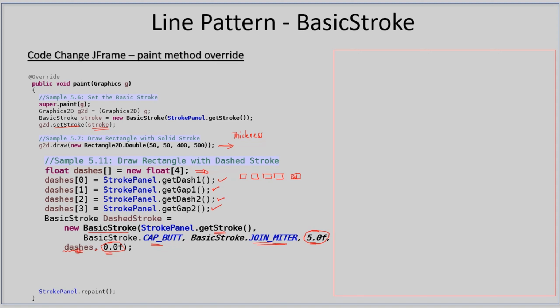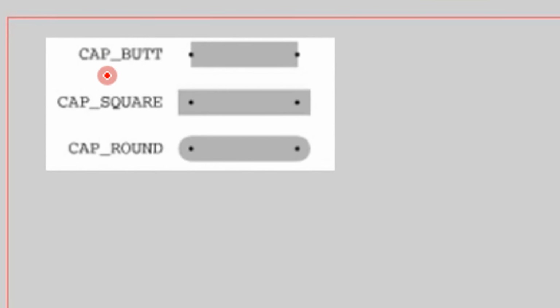And if you want to look at this dash pattern, I will come to that later. First, let us look at the cap butt. So here you are seeing CAP_BUTT. When we define a line pattern like this, cap butt means if we say dash 1 is, for example, 2 centimeter, it will end towards this edge.